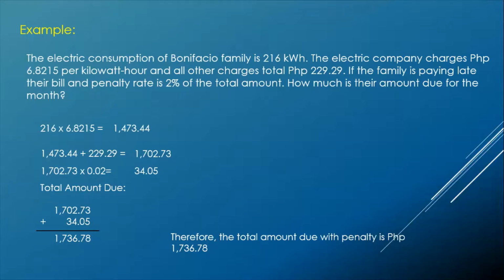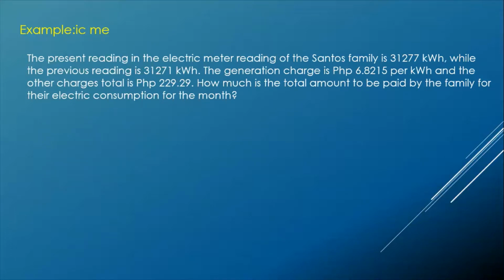Okay, so let us try to have another example. This problem does not have any penalty. So since they do not have any penalty, they will not be charged the 2%. So let us read this example. The present reading in the electric meter of the Santos family is 31,277 kilowatt hour, while the previous reading that they have is 31,271 kilowatt hour. The generation charge is 6.8215 per kilowatt hour, and other charges is a total of 229.29 pesos. How much is the total amount to be paid by the family for their electric consumption for this month?